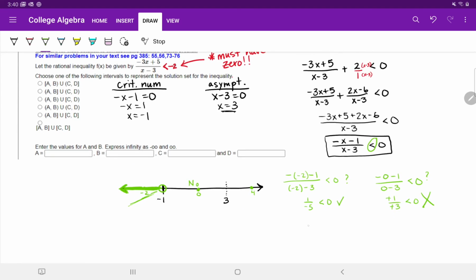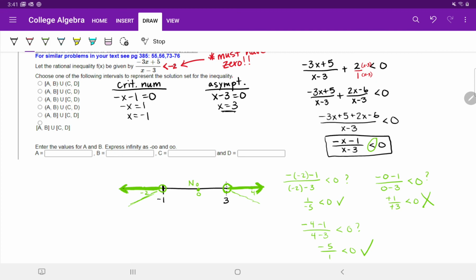One more point to test. Now we're going to plug in 4: (-4 - 1)/(4 - 3). Is this less than 0? We get -5 over 1, which is definitely less than 0. So yes, these are less than 0. So this section of our x-axis is absolutely part of the solution. Remember though, this is not. We get an open circle there.